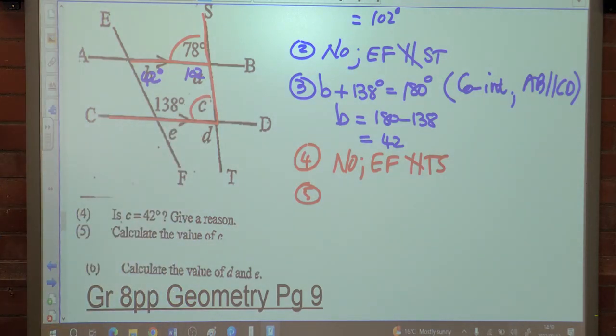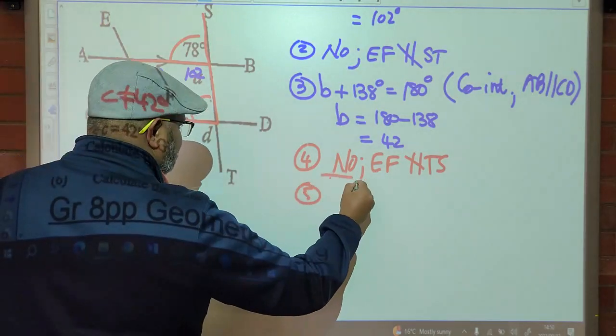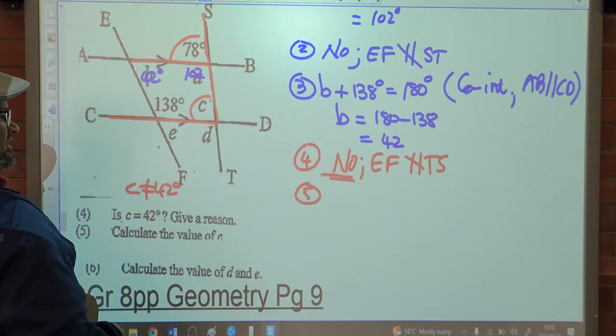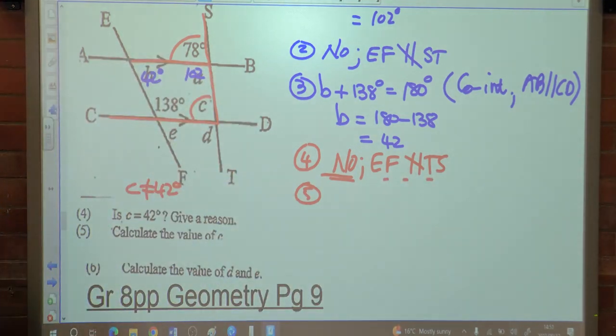Yes, Michael? So instead of answering it and saying no for number 4, could you just say C is not equal to 42 instead of saying no? She's saying, can you say that C is not equal to 42 instead of saying no? The answer is, you may say that, followed by the lines are not parallel. Yes, absolutely. Nice.